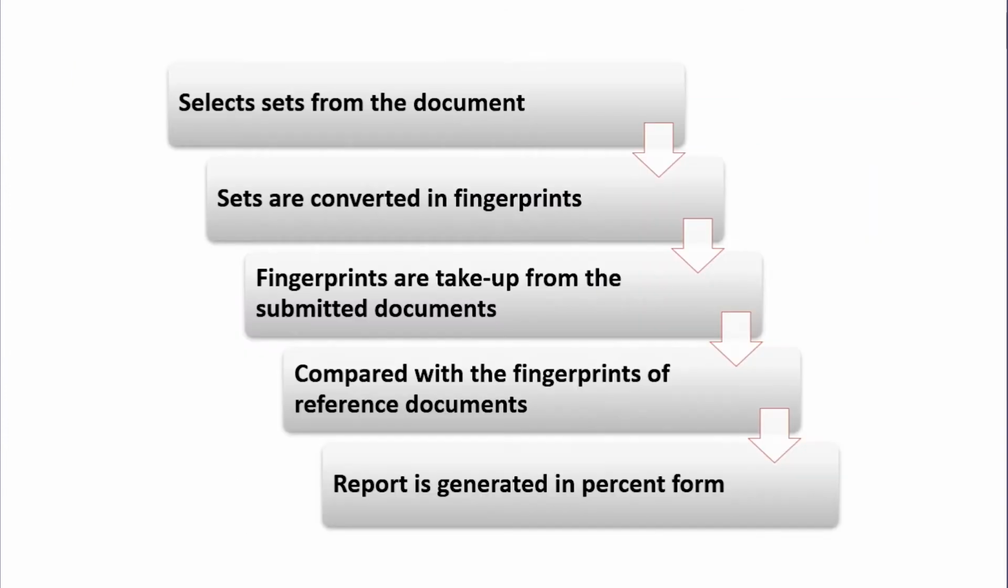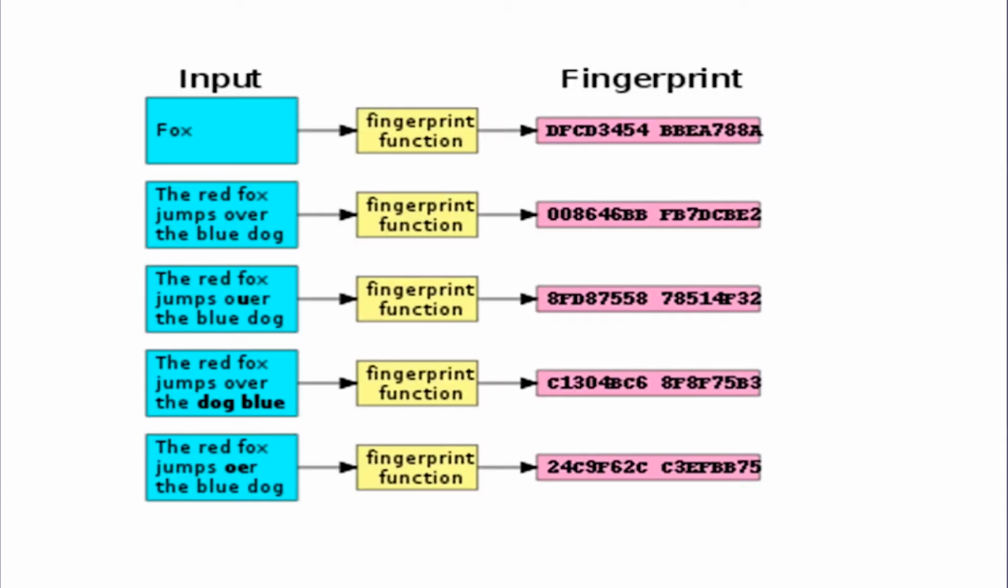So let's see what the process is. The very first thing, the software selects sets from the document, and the sets are converted into fingerprints. The fingerprints taken from the submitted document are compared with the fingerprints of the reference document. And then the report is generated in percentage form. So this is how fingerprinting works.